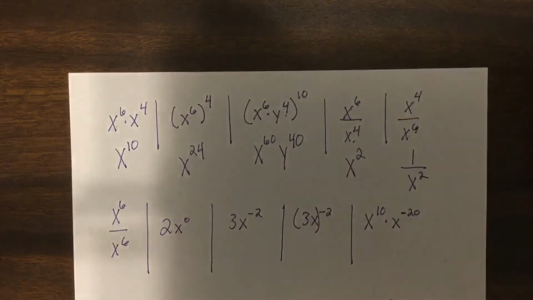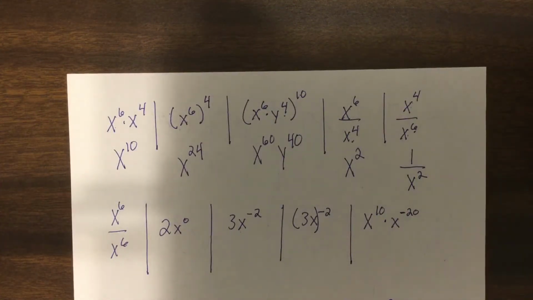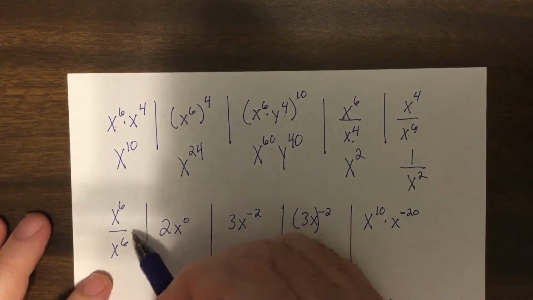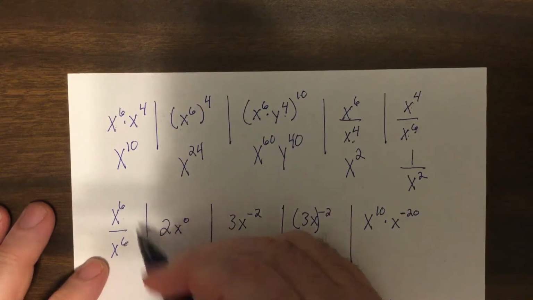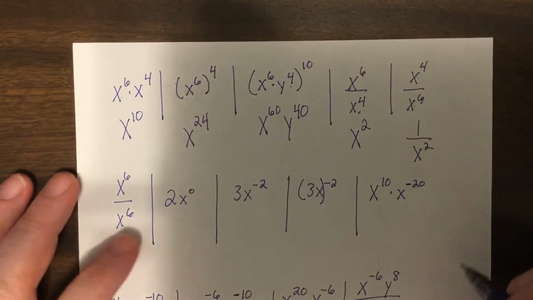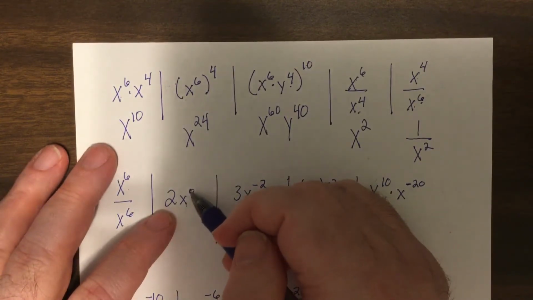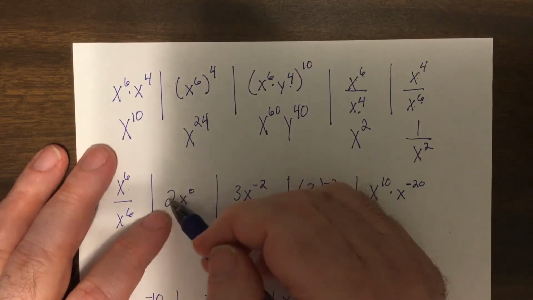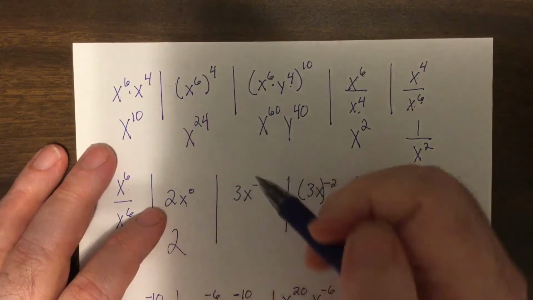Okay, try another group of 5 for me, please. Remember, the answer cannot have a negative exponent in it. So do those 5 and then turn me back on. Okay, first one. Anything divided by itself is 1, except, of course, 0. You can never divide by 0. Anything to the 0 power is 1, so this would be 1 times 2 is 2.